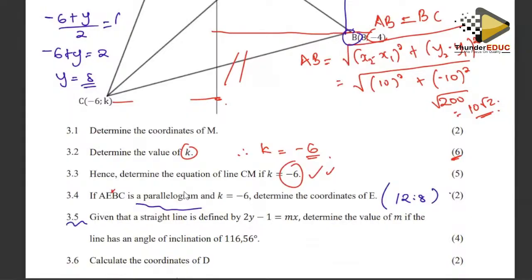Okay, 3.5. Given that a straight line is defined by this. They want us to determine the value of m if the line has an inclination of this, like y.